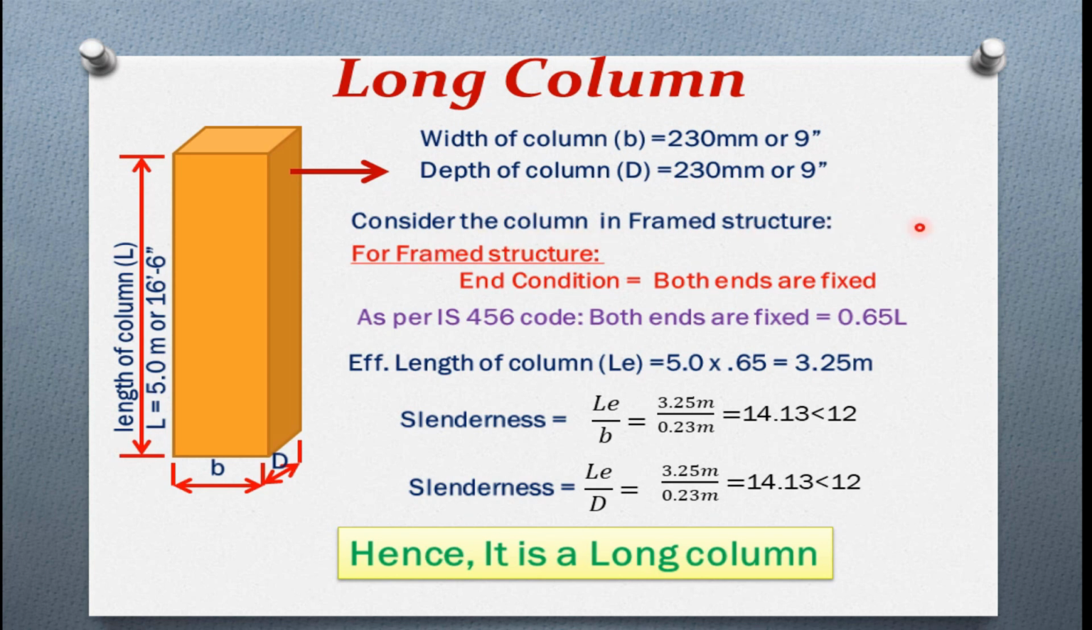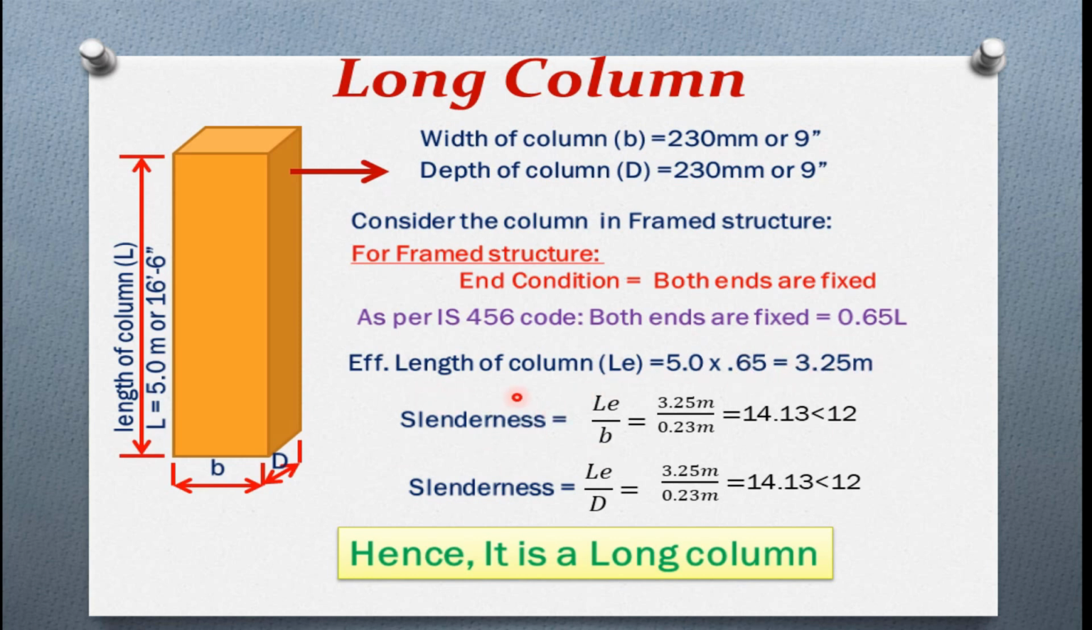So consider the column is in a framed structure. For a framed structure, the end condition is both ends fixed. As per IS 456, both ends fixed means 0.65. So the effective length of the column, LE, is equal to the length of the column, that is 5 meter, into the end condition 0.65, so it is equal to 3.25 meter.